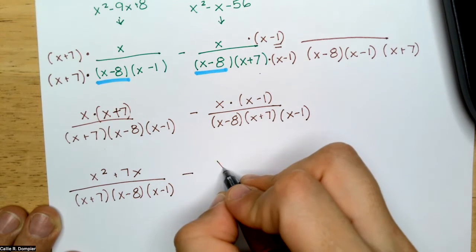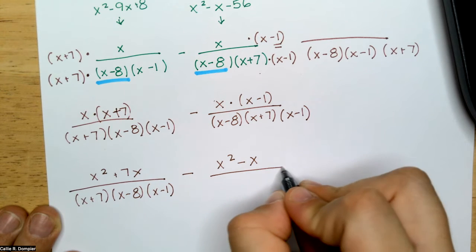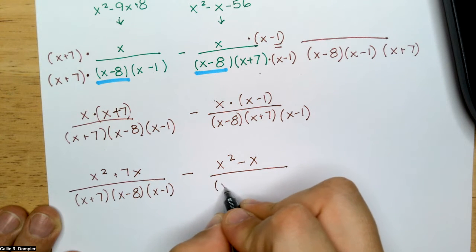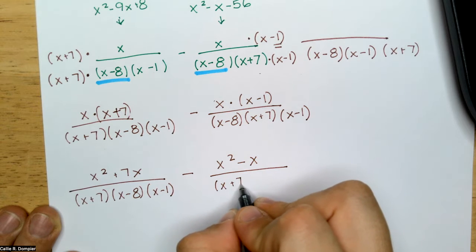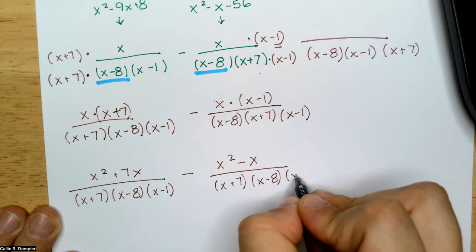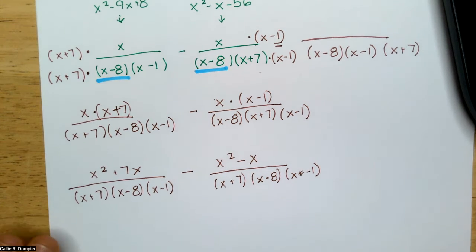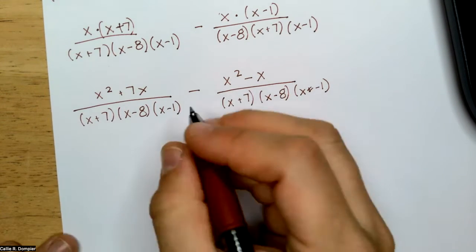Minus x times x is minus x squared. X times a negative 1 is minus x. Okay. Good. All right, again, we have a minus sign, so we're going to need to distribute that.